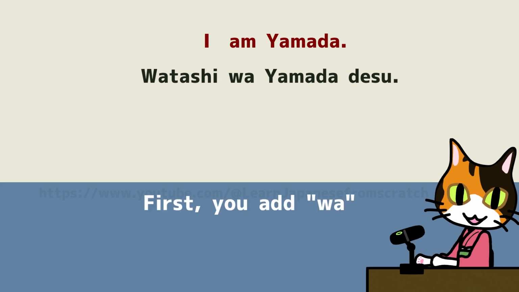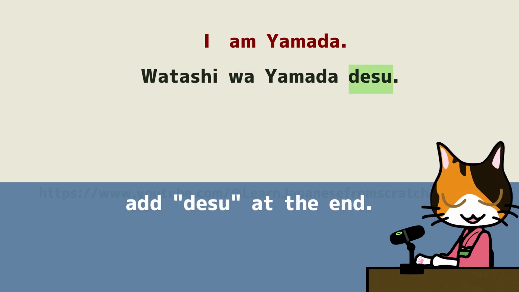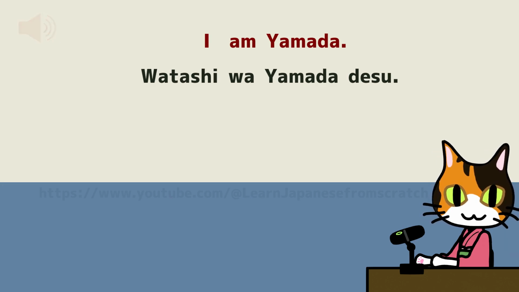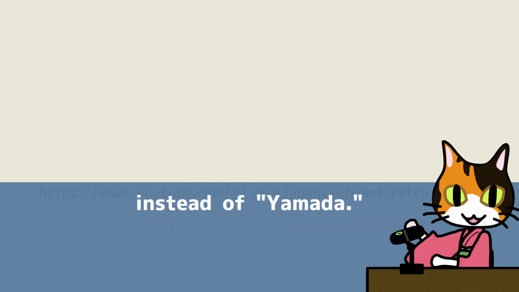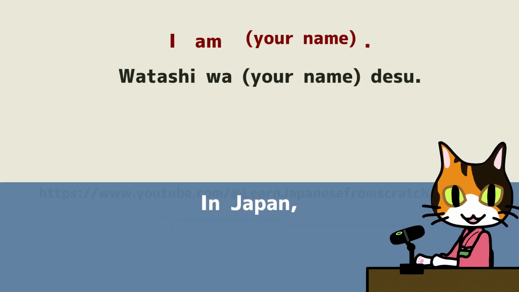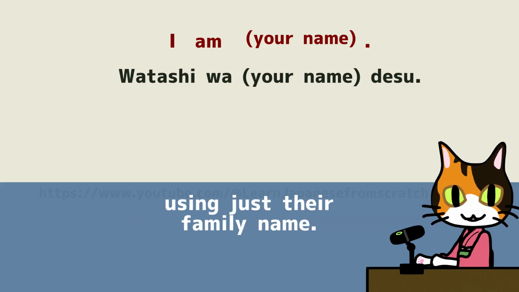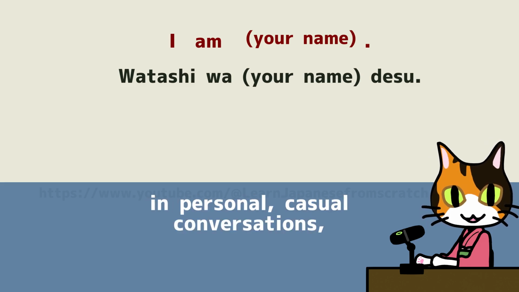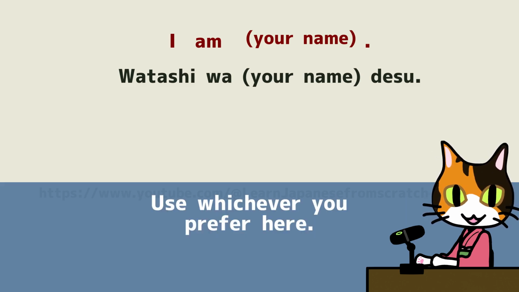Wonderful. First, you add wa after the subject, and then add desu at the end. Let's practice again. 私は山田です。 Good. Now try saying it but using your own name instead of Yamada. In Japan, in professional or formal conversations, people generally introduce themselves using just their family name. On the other hand, in personal, casual conversations, it is common to give only the given name. Use whichever you prefer here.